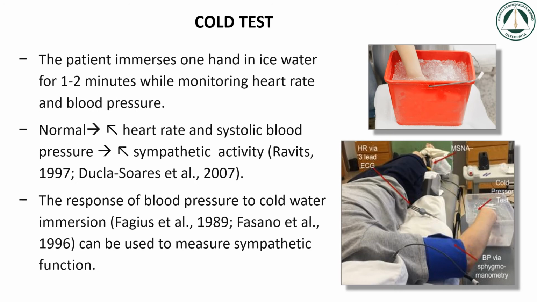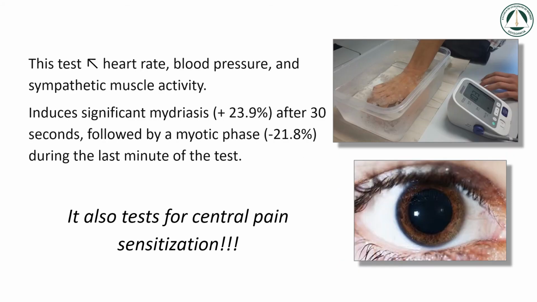Cold test. In the cold test, the patient immerses one hand in ice water for 1 to 2 minutes, while monitoring the heart rate and blood pressure. This produces a reflex increase in both heart rate and systolic blood pressure, as the activity of the sympathetic nervous system increases. The response of blood pressure to cold water immersion can be used to measure sympathetic function. This test increases heart rate, blood pressure, and sympathetic muscle activity.